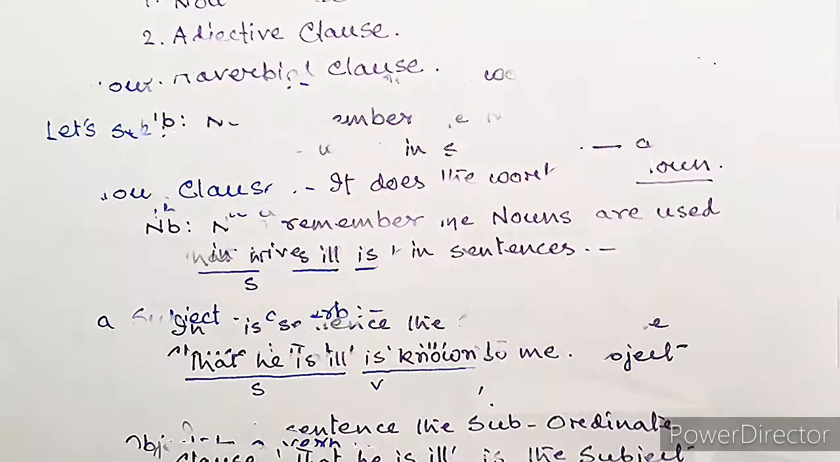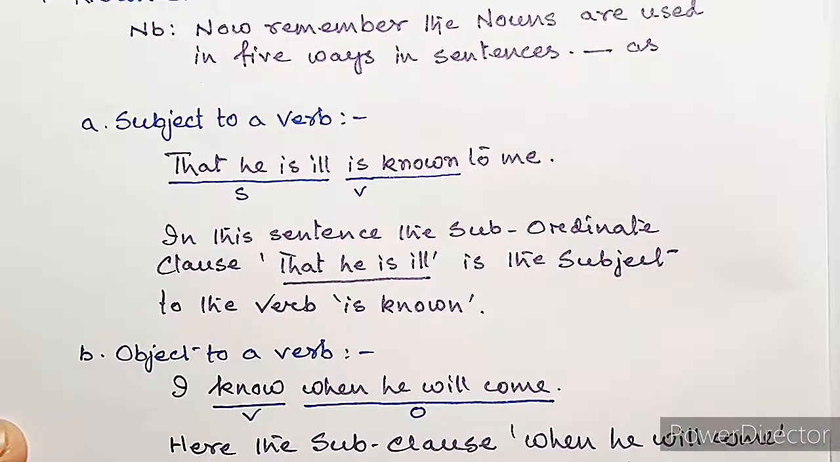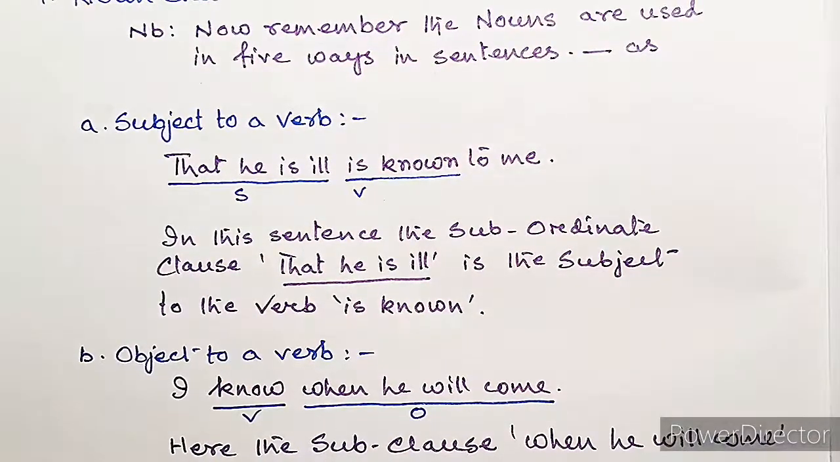Let's see a noun clause. It does the work of a noun. Now remember, the nouns are used in 5 ways in a sentence as: number 1, subject to a verb. See the example. That he is ill is known to me. In this sentence, the subordinate clause that he is ill is the subject to the verb is known.